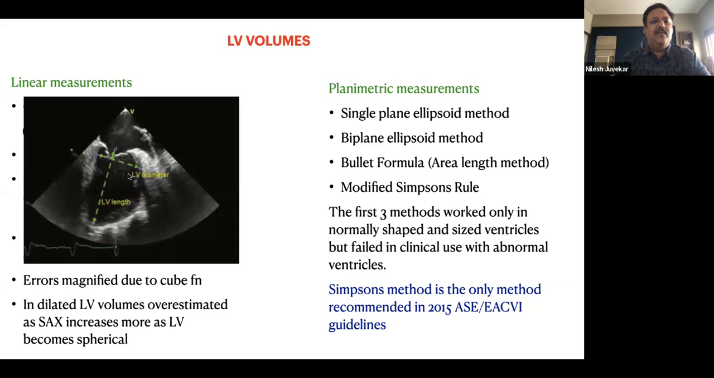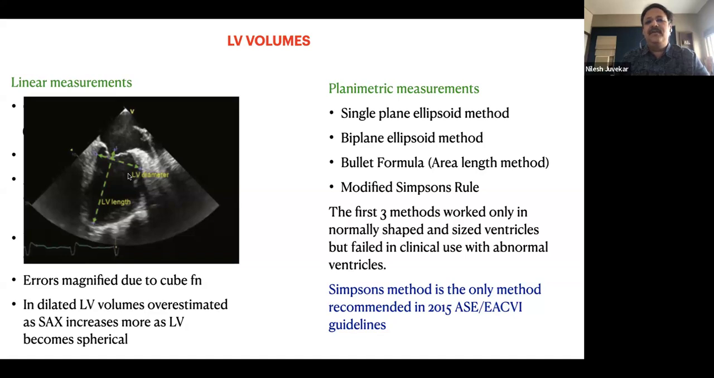The problem with this is that because it is a cube function, the small errors can be magnified, and as the LV dilates, we all know that the LV becomes more spherical. It means that the LVID minor will increase compared to the LVID major. And as a result of which, we will get an overestimation of the LV volume whenever the LV dilates.